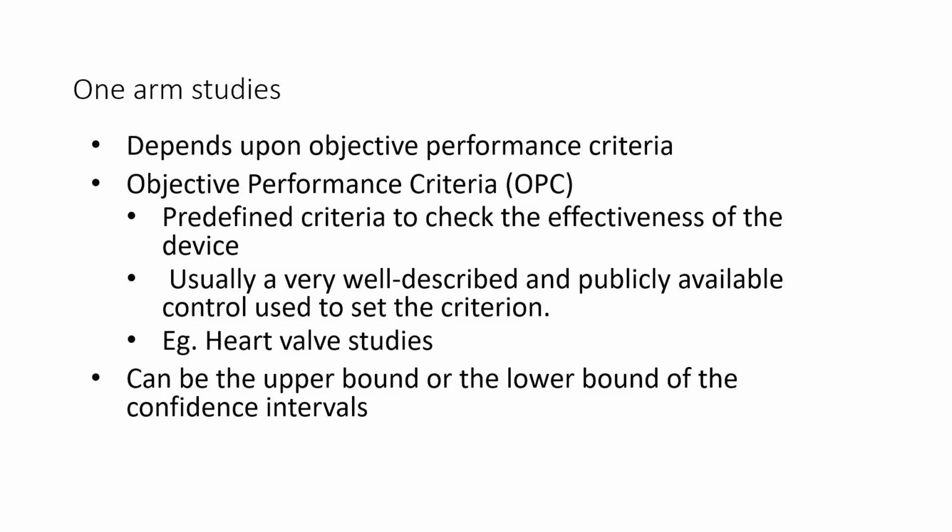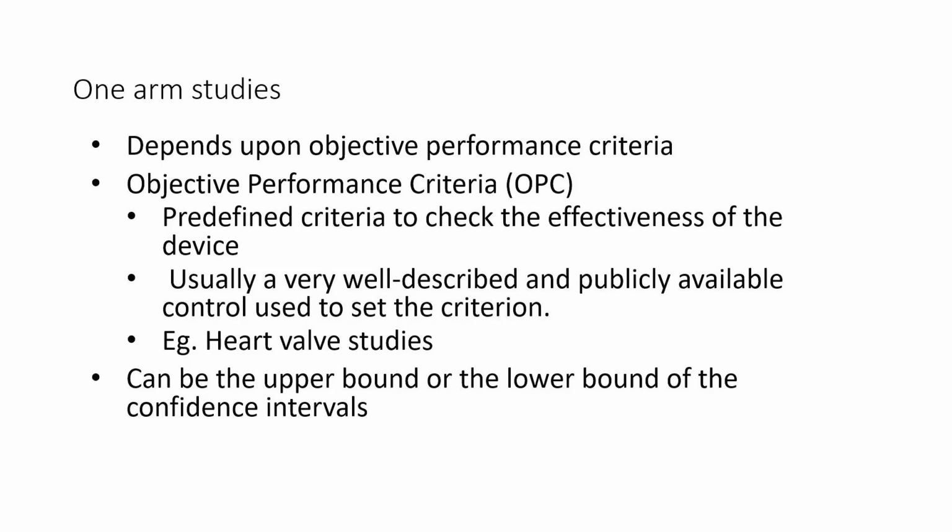There are one arm studies which depend on the objective performance criteria, right? Objective performance criteria, or the OPC, is a predefined criteria to check the effectiveness of the device or tissue construct or biomaterial. Usually a very well described and publicly available control is used to set the criteria, right? For example, heart valve studies, which are soft tissue mimics, almost, right? In certain cases they could be rigid valves, but you're looking at heart valve studies, so there are some standard treatment modalities. What are the effects? They have been well characterized.